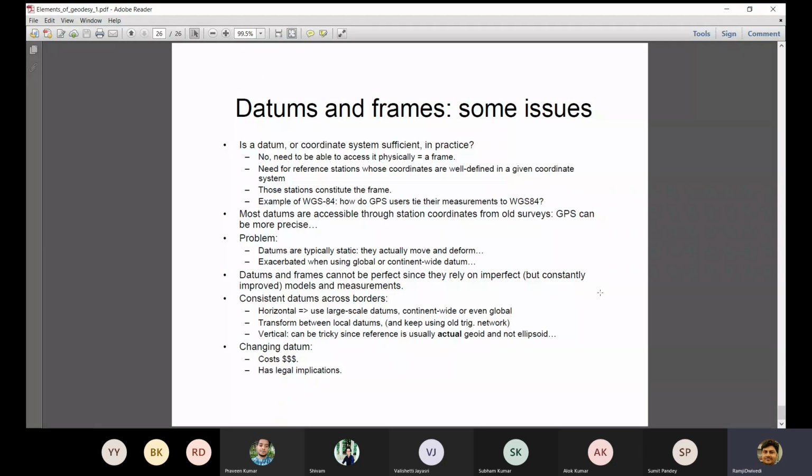Most datums are accessible through station coordinates from old surveys. GPS can be more precise to those points. Obviously, those points have been defined way back, let's say 1970. And if you revisit those points and convert, you will never get the same local coordinate anymore, because that point has shifted. Your whole continent is inside tectonic movement, and this point is shifting gradually. How much shift is there?